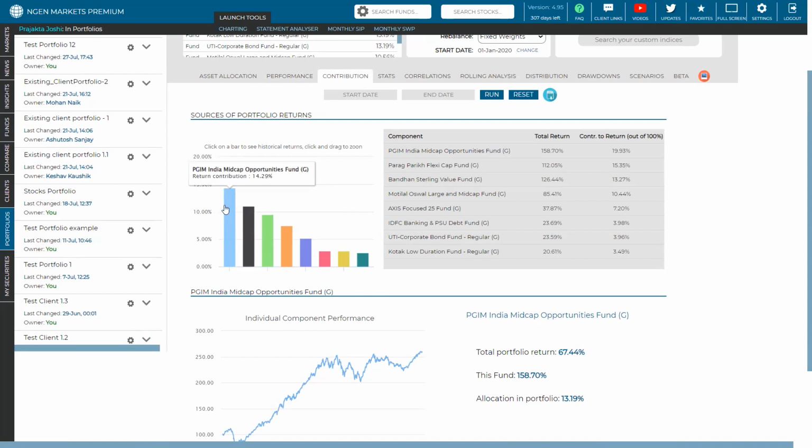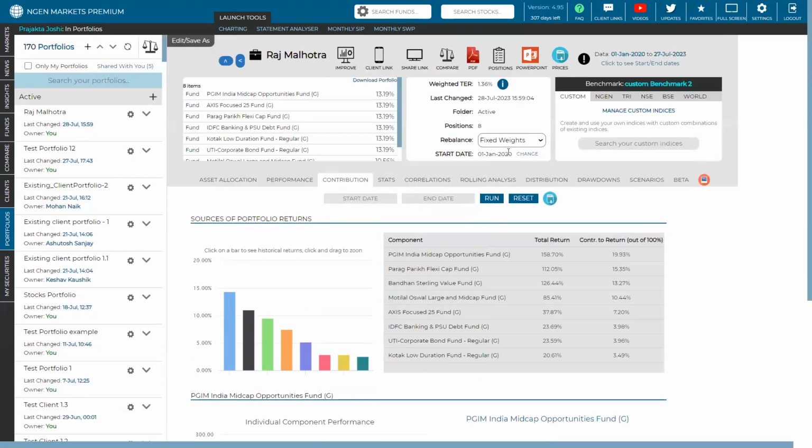On the other hand, in itself, what was the performance of the PGIM India Midcap Opportunities Fund? Irrespective of the fact whether it was a part of the portfolio or not, this fund gave a return of 158.70% in this time period, in this 3.5-year time period.